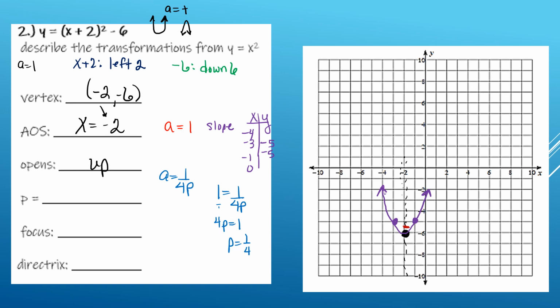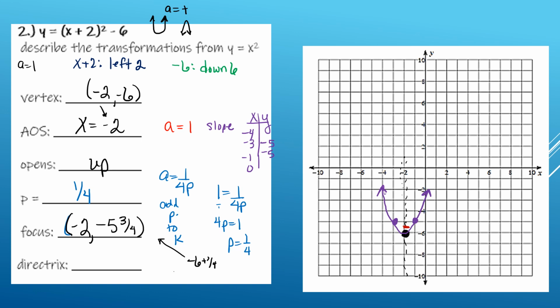So I am going to add the p-value to the k, or the y-coordinate of my vertex, so that I can determine my focus. So my focus is going to be -2, comma, and then I want to do -6 plus 1/4, which would give me -5 3/4. And again, that's to get our focus.